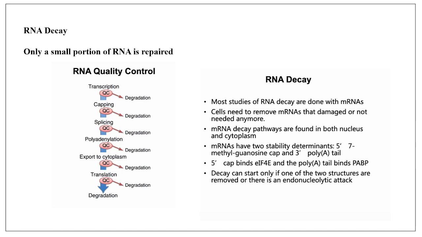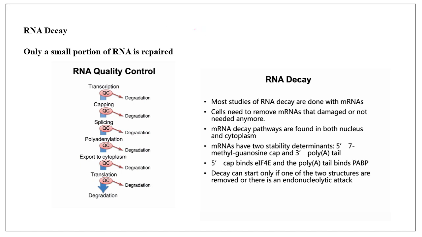Okay. So now we come to RNA decay. We have studied what happens in RNA decay. Most studies of RNA decay are done with mRNA. Cells need to remove mRNA that is damaged or not needed anymore. mRNA decay pathways are found in both the nucleus and the cytoplasm. So mRNA has two stability determinants.